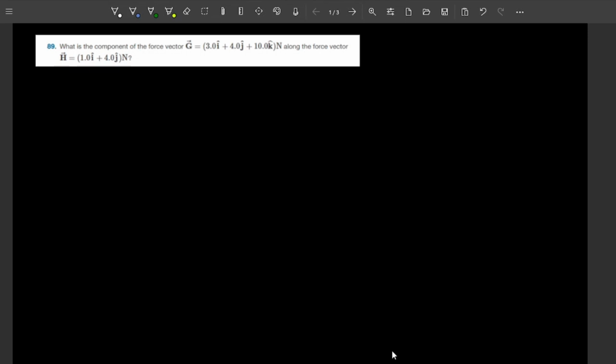Today I'm going to be covering question 89 from University Physics Volume 1, Chapter 2, Challenge Problems. So this chapter is all about vectors, and in this question we are asked, what is the component of the force vector G equal to 3I hat plus 4J hat plus 10K hat newtons along the force vector H equal to 1I hat plus 4J hat newtons.